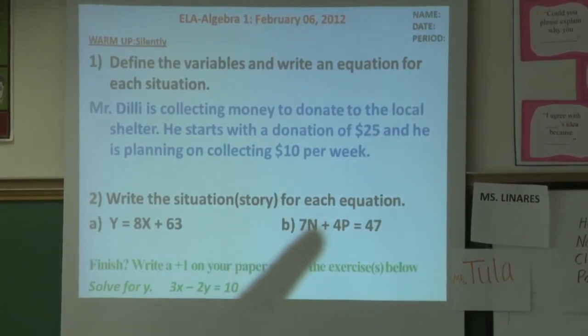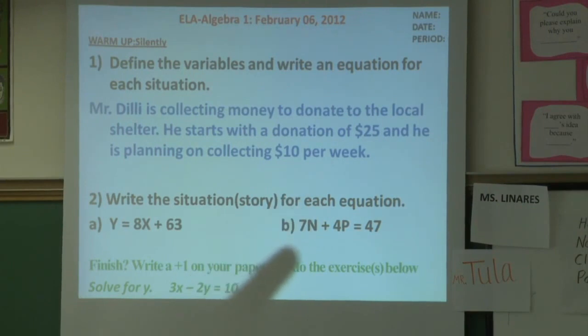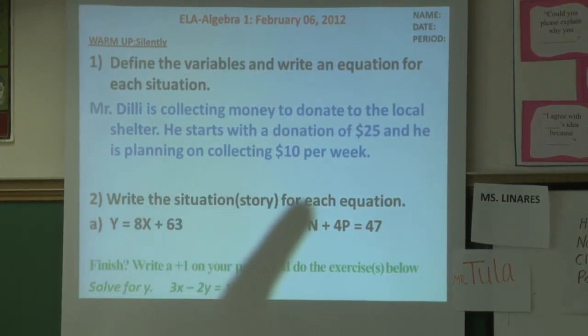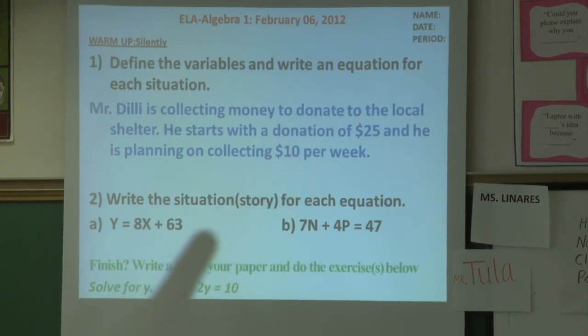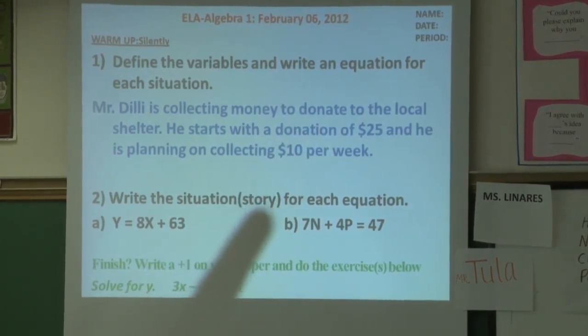For number 2, you have 2 equations. Your job for number 2 is to make up a story. You give the words for that one. So please write a story for each one of those equations. If you finish before time is up, can you please try the problem at the bottom? Write a +1 on your paper. You know that it is extra credit.